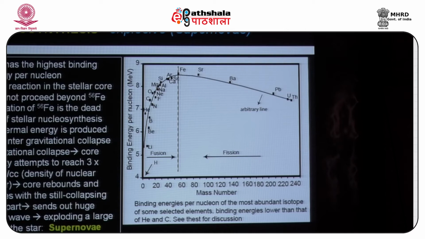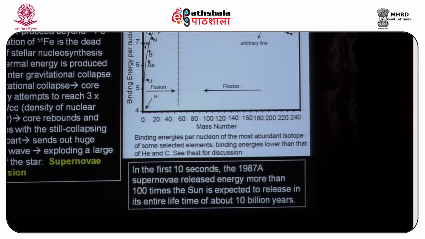And imagine the quantum of energy that can be generated by the supernova explosion. In the first 10 seconds, the 1987A supernova actually released more than 100 times the energy the sun is expected to release in its entire lifetime of about 10 billion years. So, you can imagine the quantum of energy that can be released by a supernova explosion.